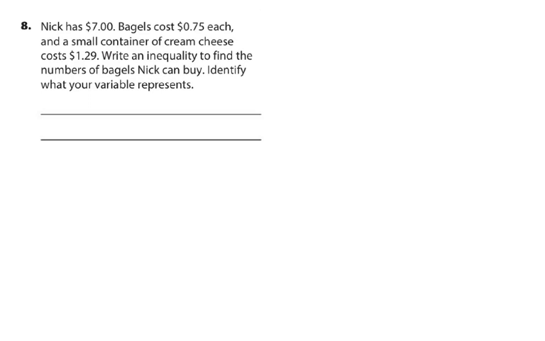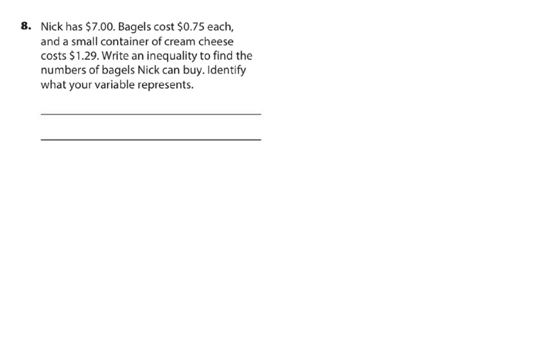All right, Nick has $7. Bagels cost 75 cents each, and a small container of cream cheese costs $1.29. Write an inequality to find the number of bagels Nick can buy. Identify what your variable represents.